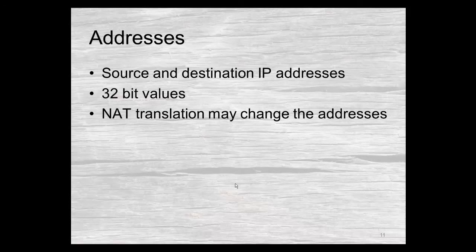The address fields, both source and destination in IP version 4, are 32-bit values. Those 32-bit values for both source and destination are your IP addresses. In version 6, it would be 128-bit values. If you are using NAT translation, those addresses may be changed by a router, but unless you're using NAT translation, which we'll talk about at some point in the future, those source and destination values do not change over the course of your trip.